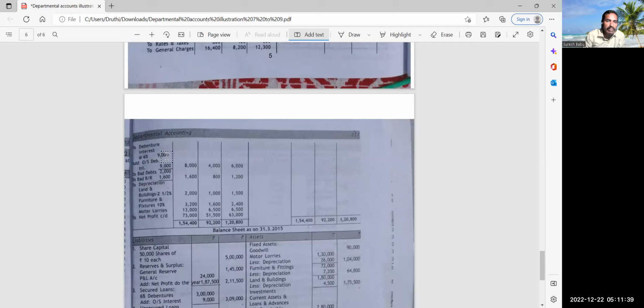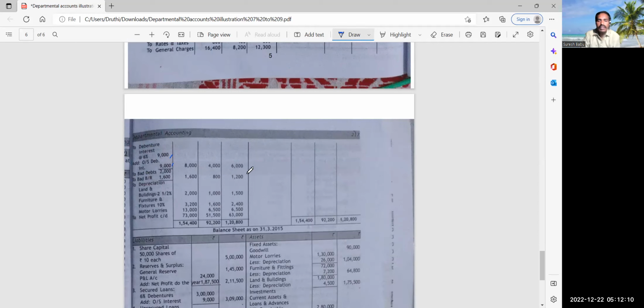Debenture interest, is it not? I have already told you. Debenture interest has been paid for 6 months. How much? 9,000. That means in 1 year you have 12 months. For 6 months you have paid 9,000. Another 6 months is outstanding. It is to be added. Total 18,000. 18,000 to be divided between what?